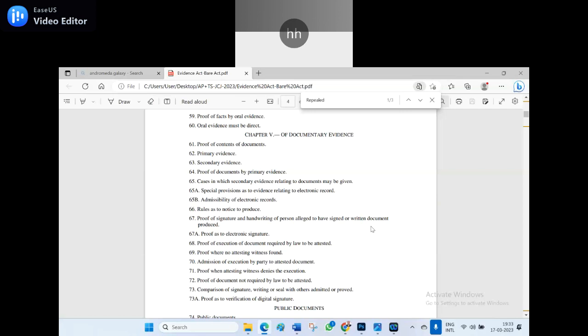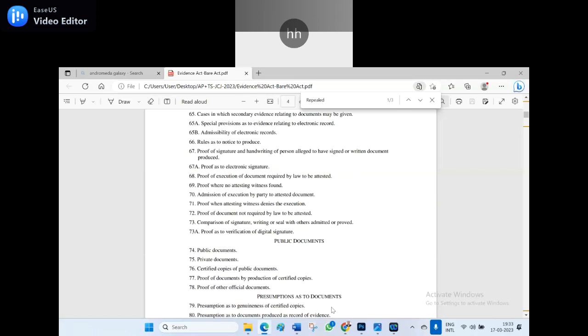So section 62 deals with the primary evidence and section 63 deals with the secondary evidence. So sometimes they can ask you such a question also, as the following. And what is a public document and a private document?